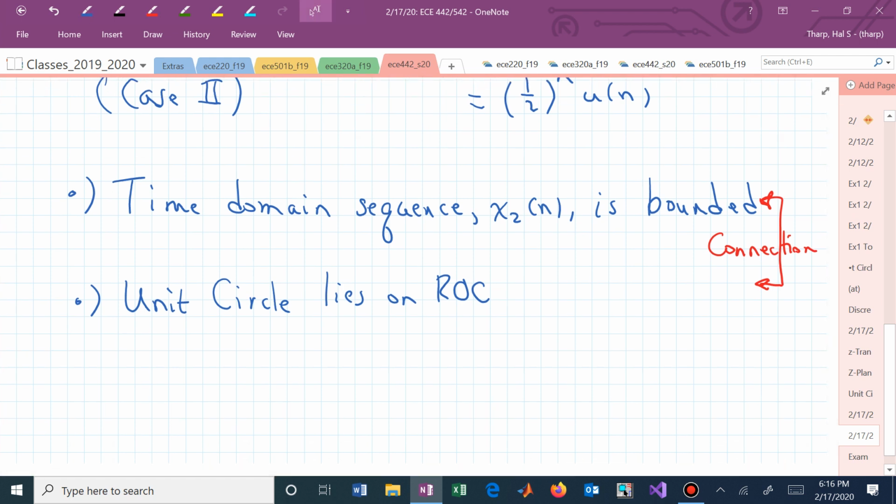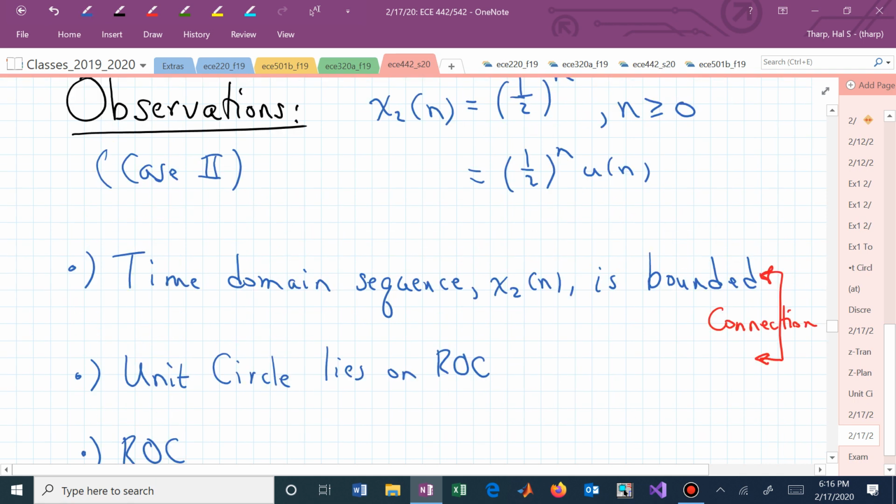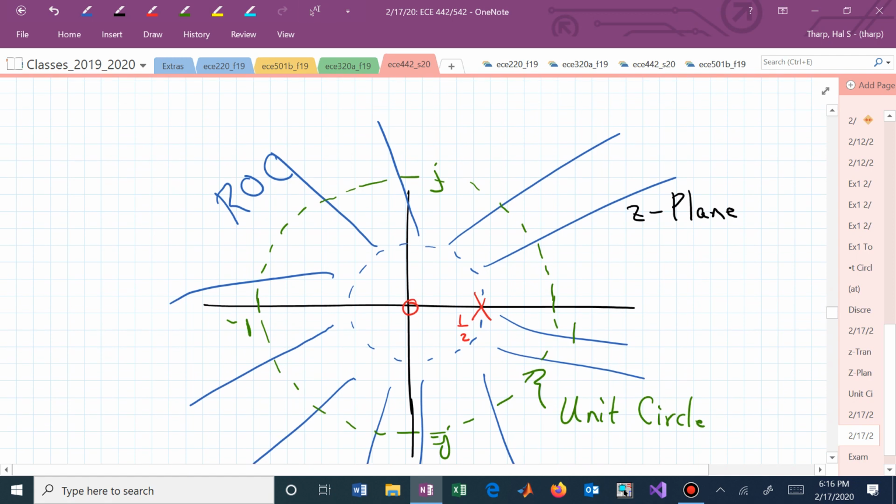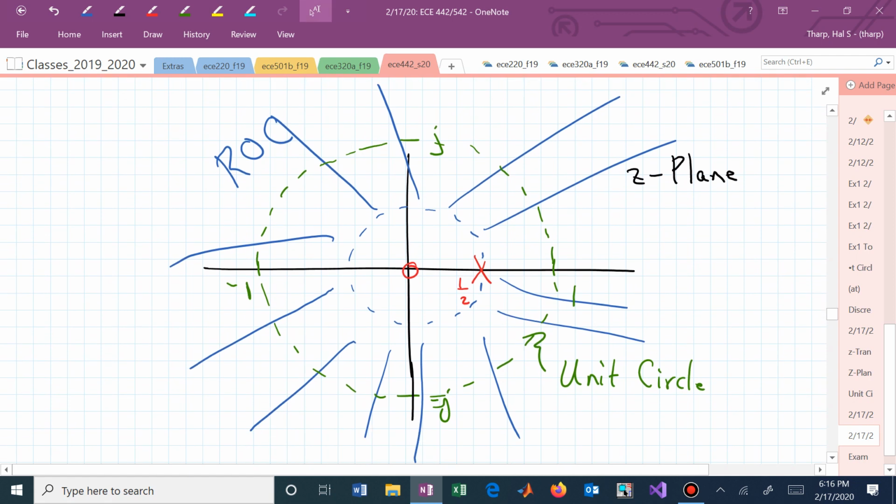What can we say about the region of convergence in terms of its nature? The region of convergence is exterior to all poles. Why is that? Because we know poles cannot lie on the region of convergence, right? What else can we say?